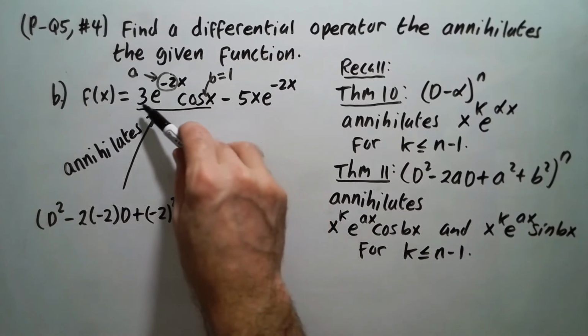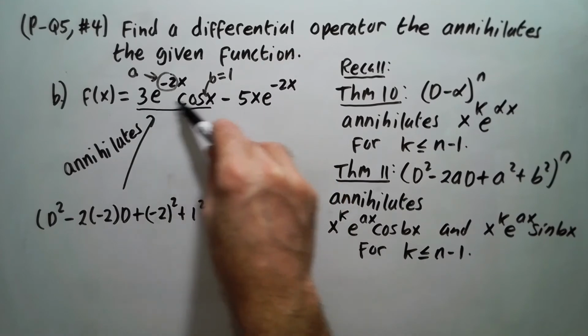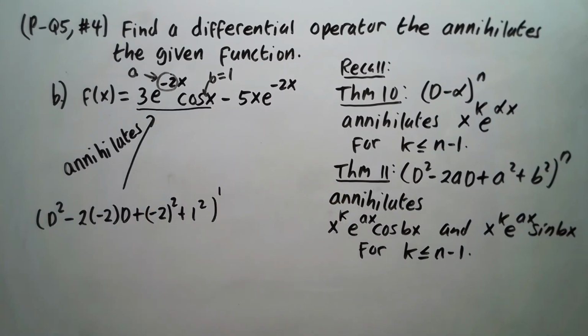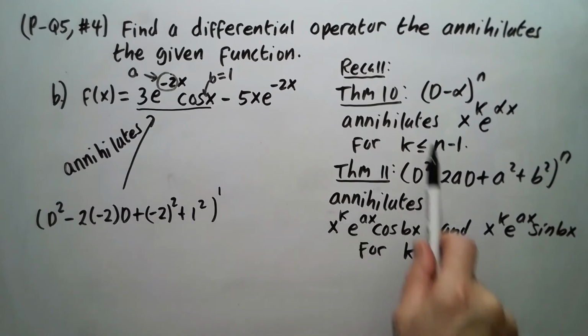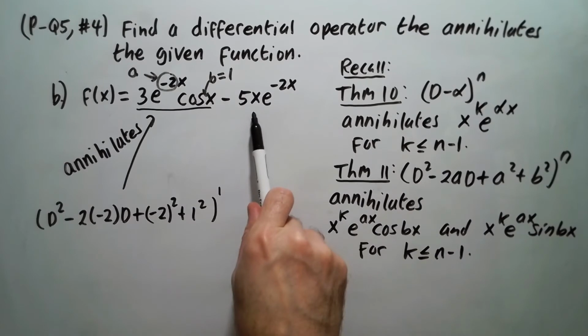That would annihilate this guy here. Okay. Now, this guy does not have a sine or cosine in it, so we will not use theorem 11, we'll use actually theorem 10 on this one.